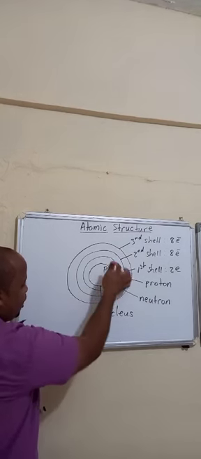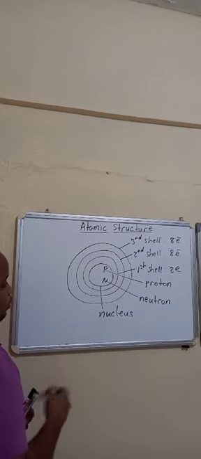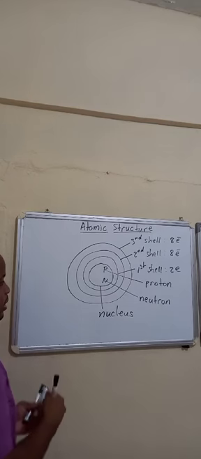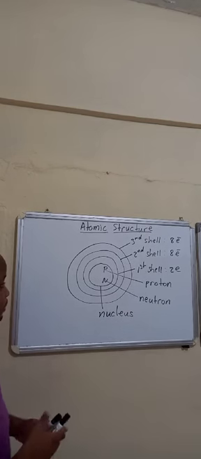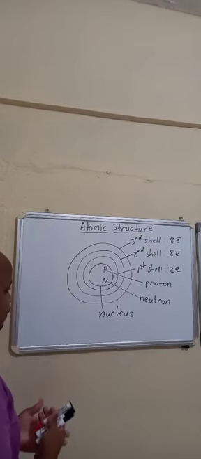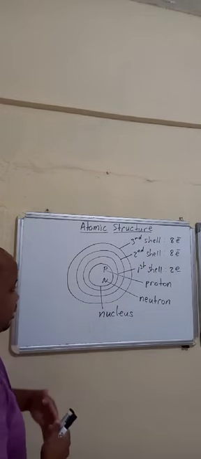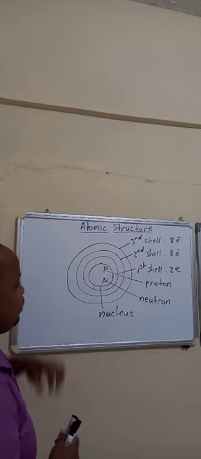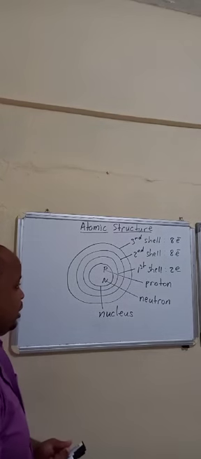Now around the nucleus, we will have the shells, and the shells will contain the electrons. So the atom consists of a central nucleus surrounded by shells. The protons and the neutrons are in the nucleus, and in the shells we have the electrons.